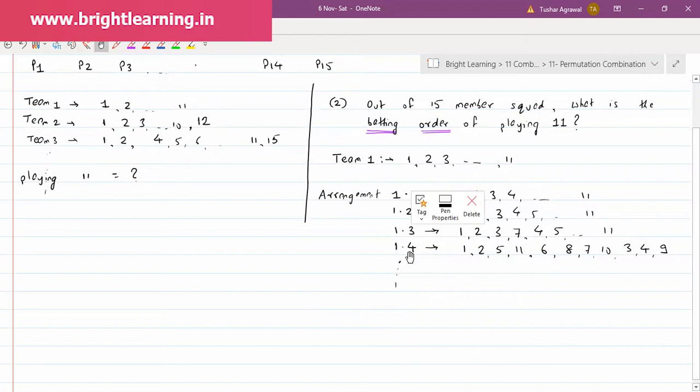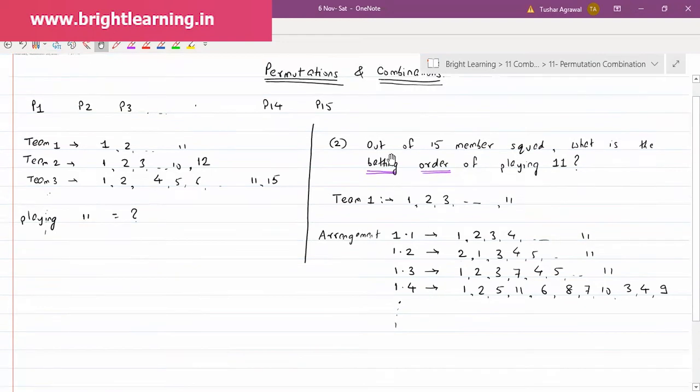It's a very, very big number. So a lot of arrangements are possible, and that too if our team is fixed as this playing 11, 1, 2, 3, 4, 5, 6 up to 11. If we change the team, then again we get different such arrangements. If we take team 3, then again different arrangements.